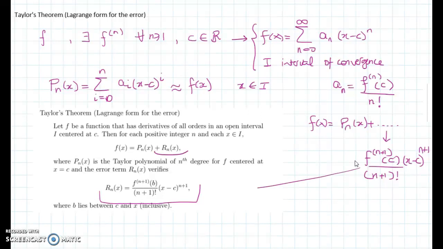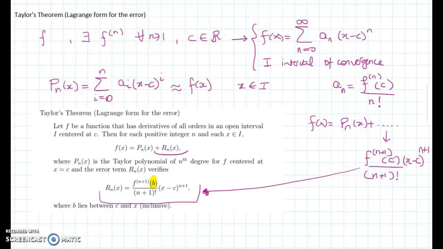In this case, the error term looks very similar, and you may need to look at it two times to realize that the difference is this value b over here. Everything else is exactly what we'd write on the next term if we wanted to write the Taylor polynomial of degree n plus 1. The only difference is that the (n plus 1)th derivative, in this case, is evaluated at b, and it just says that b lies between c and x.